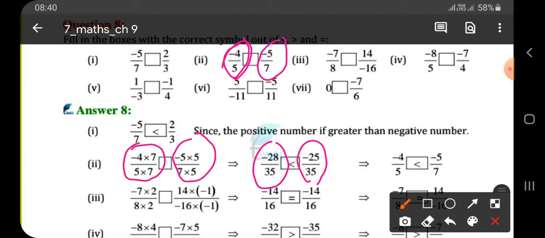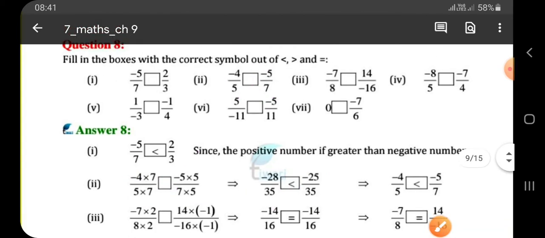As you move towards the left-hand side of the number line, you move towards the smaller number. So remember the number line. In the number line, minus 25 comes earlier, then comes minus 28. So minus 25 is greater than minus 28.